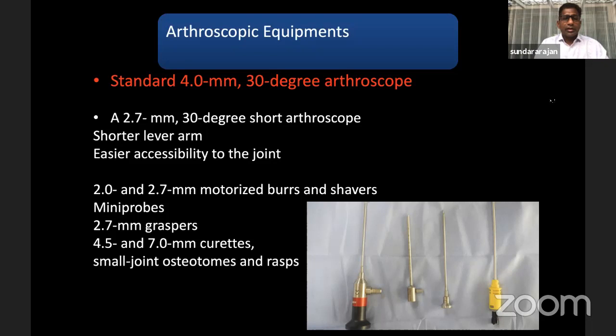But I would recommend keeping the 2.7mm scope and instruments available, because when you have a tight joint, and especially when you have anteromedial OCDs, it is very difficult to use the bigger instrumentation.